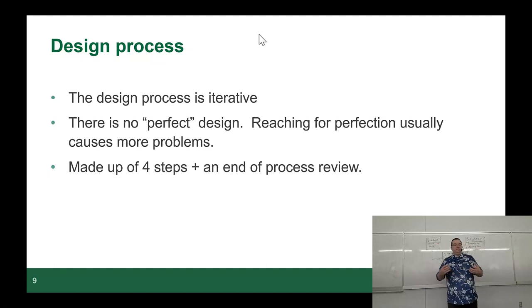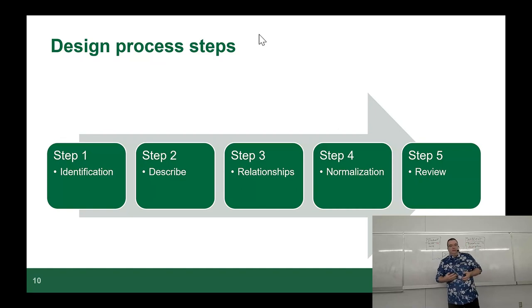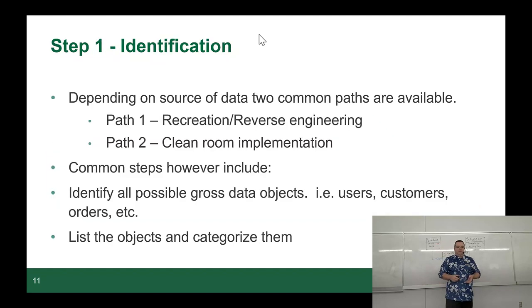So the design process is made up of four steps and a review. The four steps are identify, describe, define the relationships, and normalize, and then review. Identification: believe it or not, this is the most interesting part of all of this.